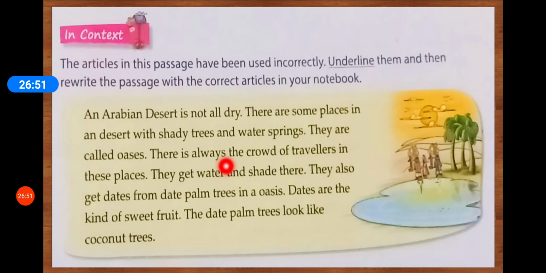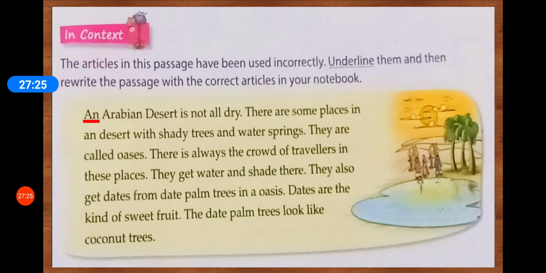There is always the crowd of travelers in these places. They get water and shade there. They also get dates from the date palm trees in oasis. Dates are the kind of sweet fruit. The date palm trees look like coconut trees. Let's see. What are the mistakes? Where we have used the articles incorrectly. We'll correct them. Let's first of all underline them.